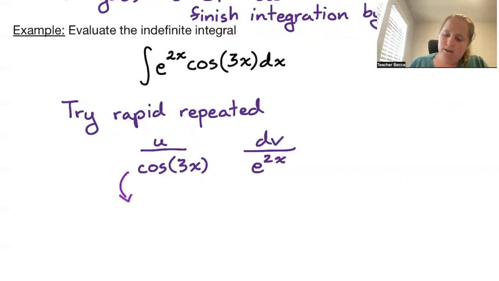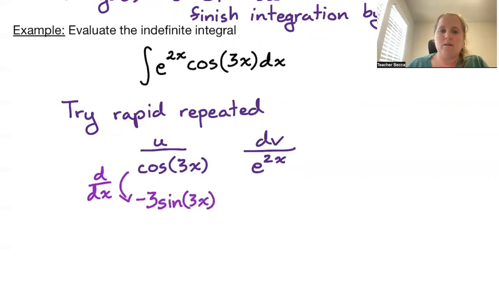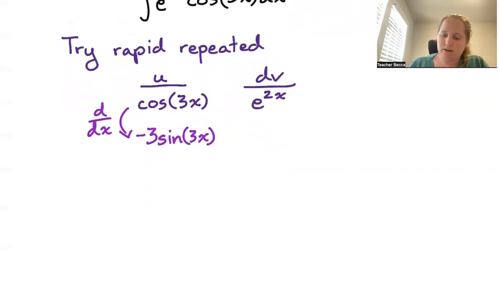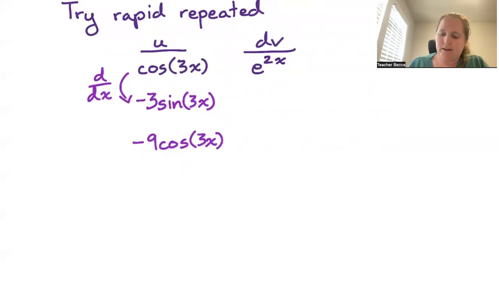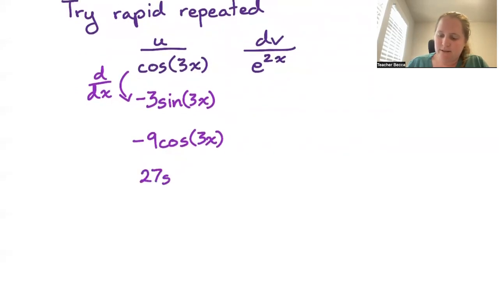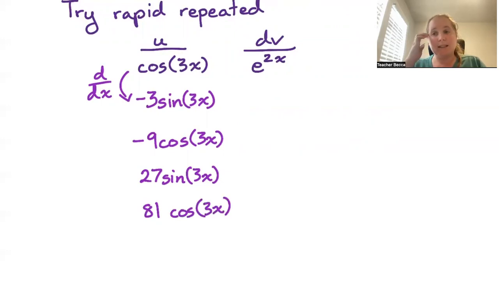Then if we differentiate on the left, we'll go to -3 sine of 3x, followed by -9 cosine of 3x, followed by a 27 sine of 3x, followed by a 81 cosine of 3x. And you can see that left-hand side is just going to continue to cycle through sine and cosine.